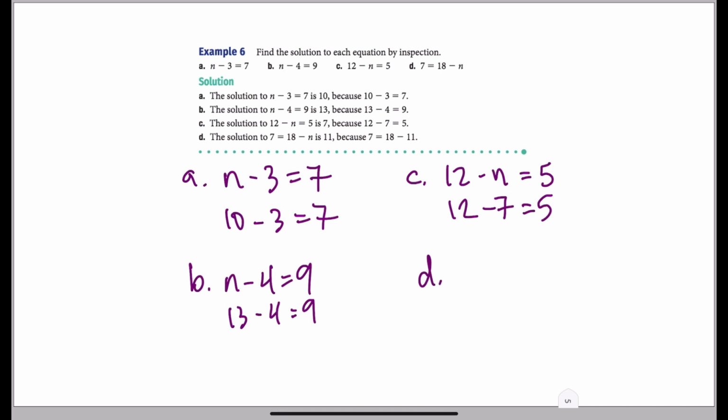Let's have a look at D. 7 equals 18 minus a number. 18 minus 10 would be 8. So 18 minus 11 would leave 7. So 7 equals 18 minus 11. And that's how we do these. That's how we solve these by inspection.